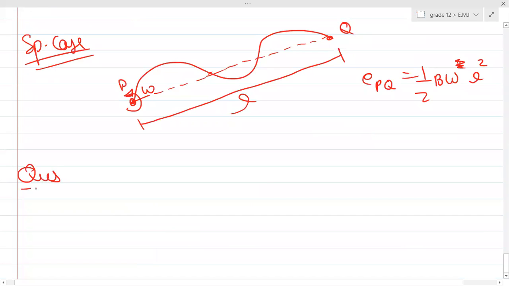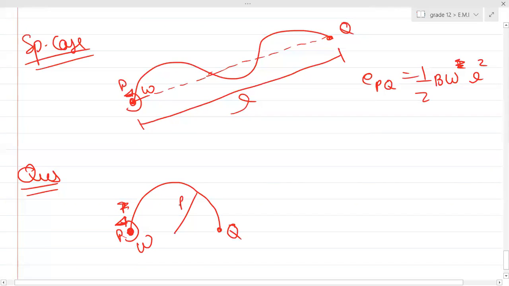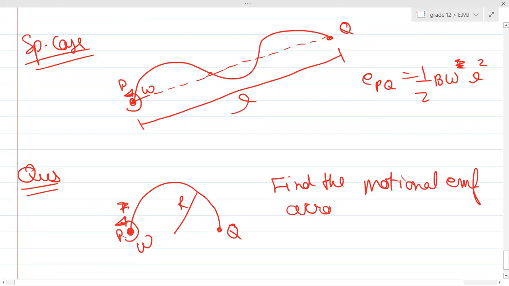If someone gives you a question that there is a semicircular wire like this, which is rotating about an axis P, this is P, and it is rotating with an angular speed omega. This has a radius r. Fine. Find the motional EMF across P and Q.